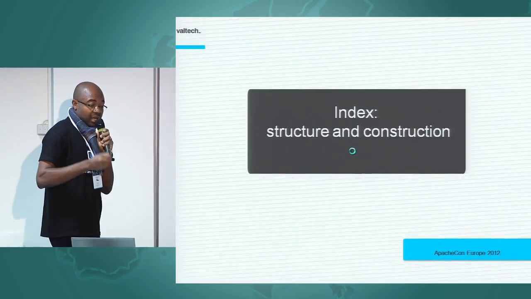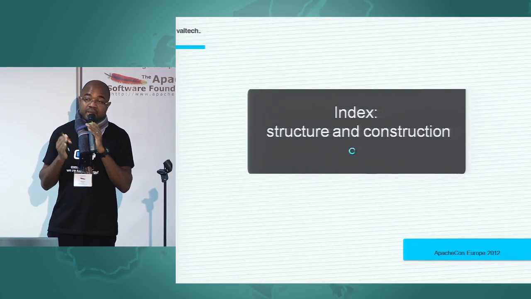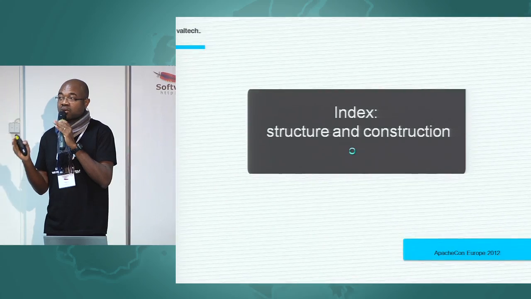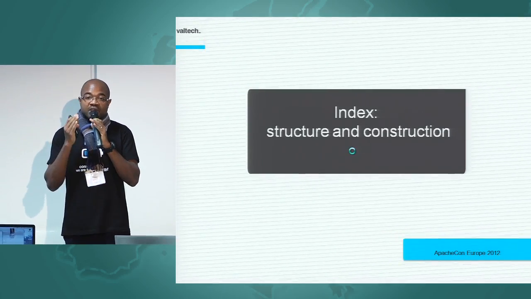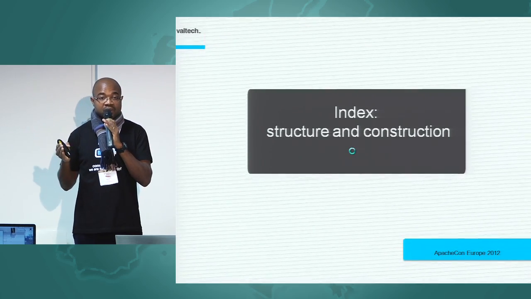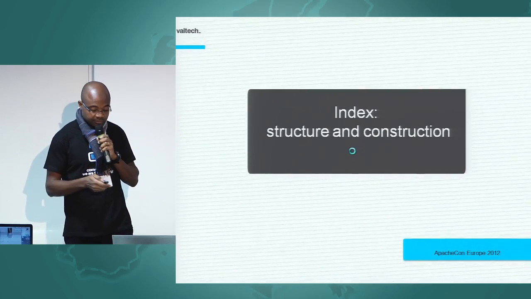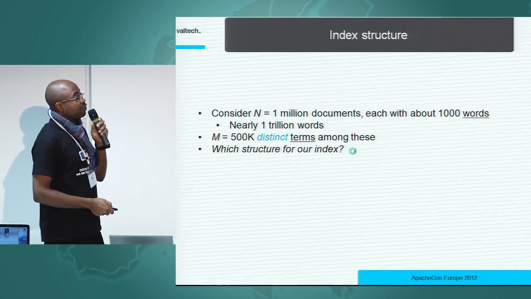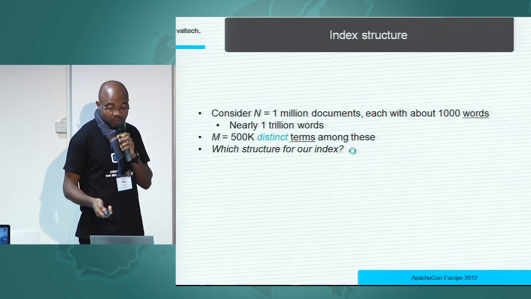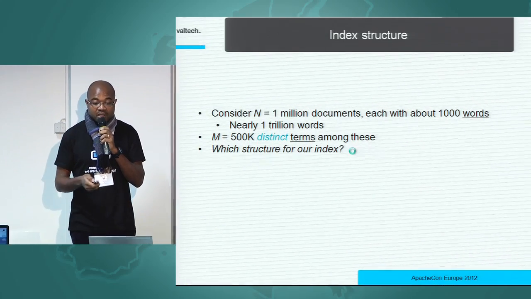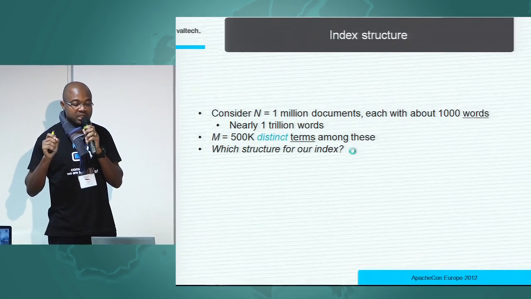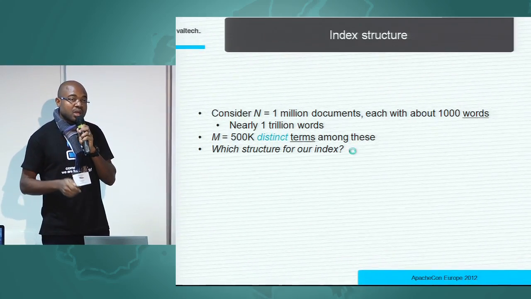That being said, building a search application has 2 steps. First, you build your index, and second, you search over the index. And the decision you take during the indexing step influences the search experience of your user. We will first look at the index structure. If you consider 1 million documents with about 1,000 words each, that's nearly 1 billion words with 500,000 terms among these, which structure will you use?